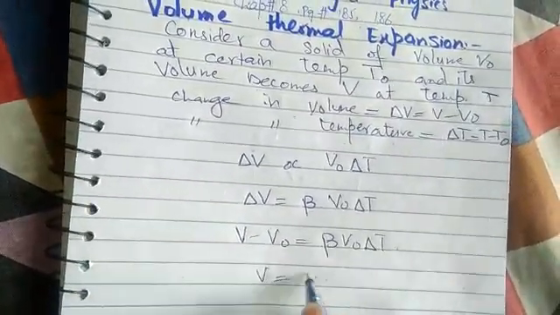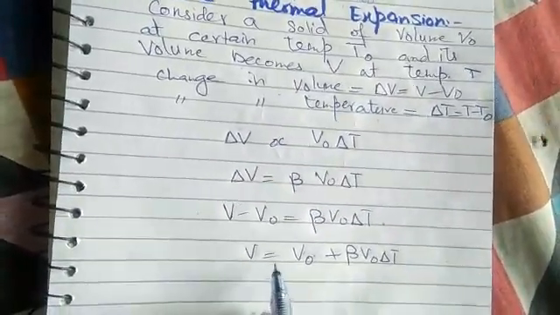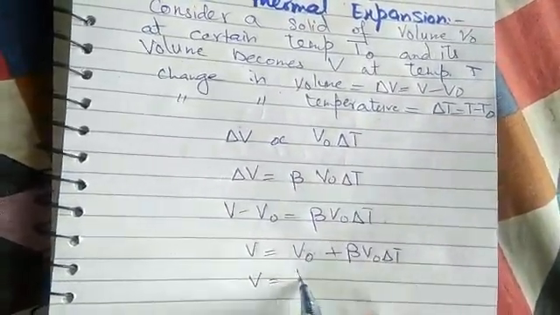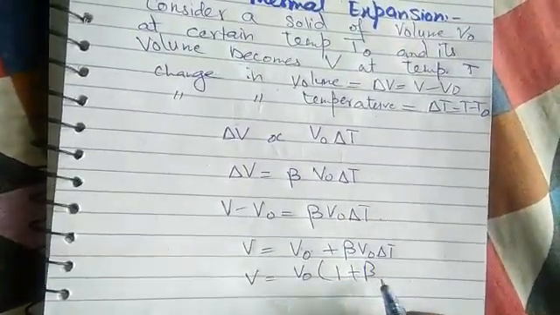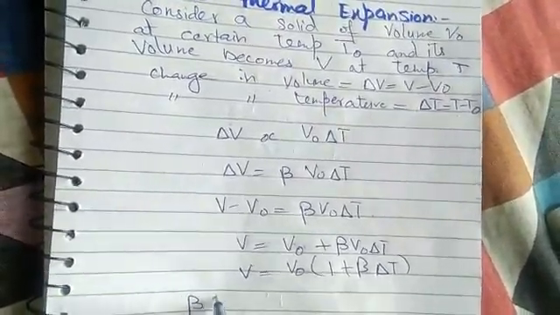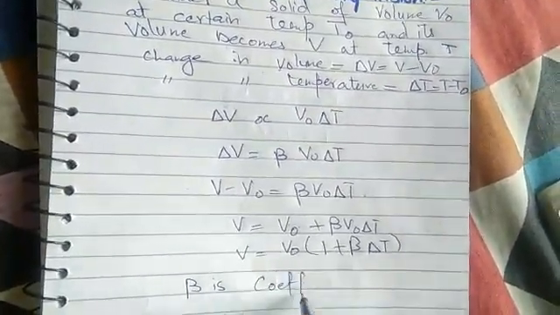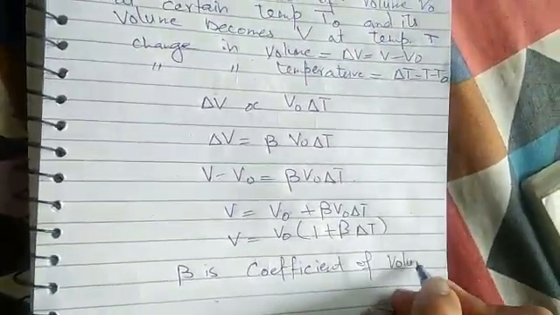This V naught becomes positive on the other side of the equality. Now here V naught is common, so V is equal to V naught multiplied by 1 plus beta delta T, where beta is the coefficient of volume thermal expansion.